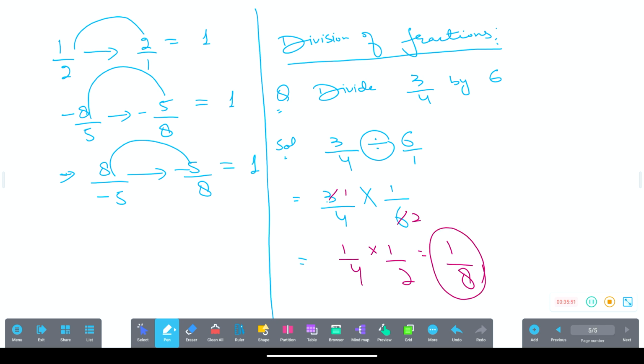Let me take one more example, the final example we are taking here, so that then we will conclude this operation of fractions. I will take the example: divide 3 by 6 by 18 by 27. Now I am writing the solution here. It is 3 by 6 divided by 18 by 27.